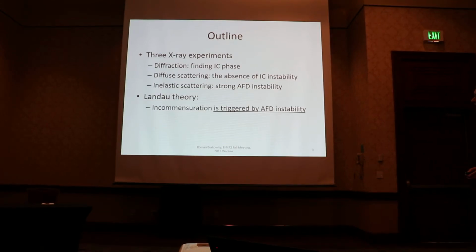What I would like to tell you, there are three experiments which show three different things. One thing is that we found a cubic to incommensurate phase transition in perovskite. Second is that the transition doesn't have the incommensurate soft mode. There is no incommensurate instability. Third, there is a strong anti-ferrodistortive instability. And by analyzing everything within Landau theory, we show that it is this anti-ferrodistortive instability which creates incommensuration in perovskite crystal.